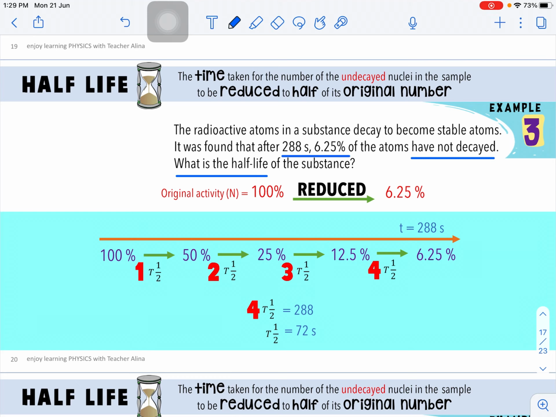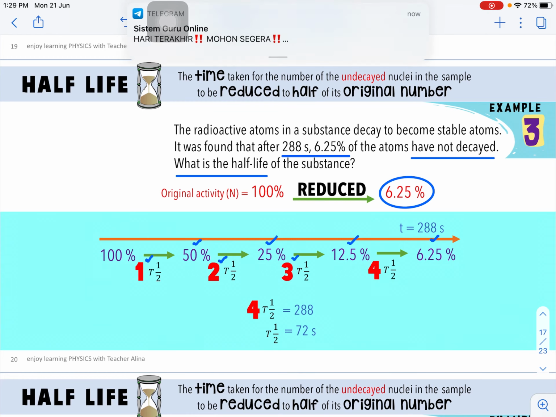So 100% half is 50%. 50% half is 25%. 25% half is 12.5%. And 12.5% half is 6.25%. So we finally get 6.25%. How many half-life do we have? 1 half-life, 2 half-life, 3 half-life, 4 half-life. We have 4 half-life.